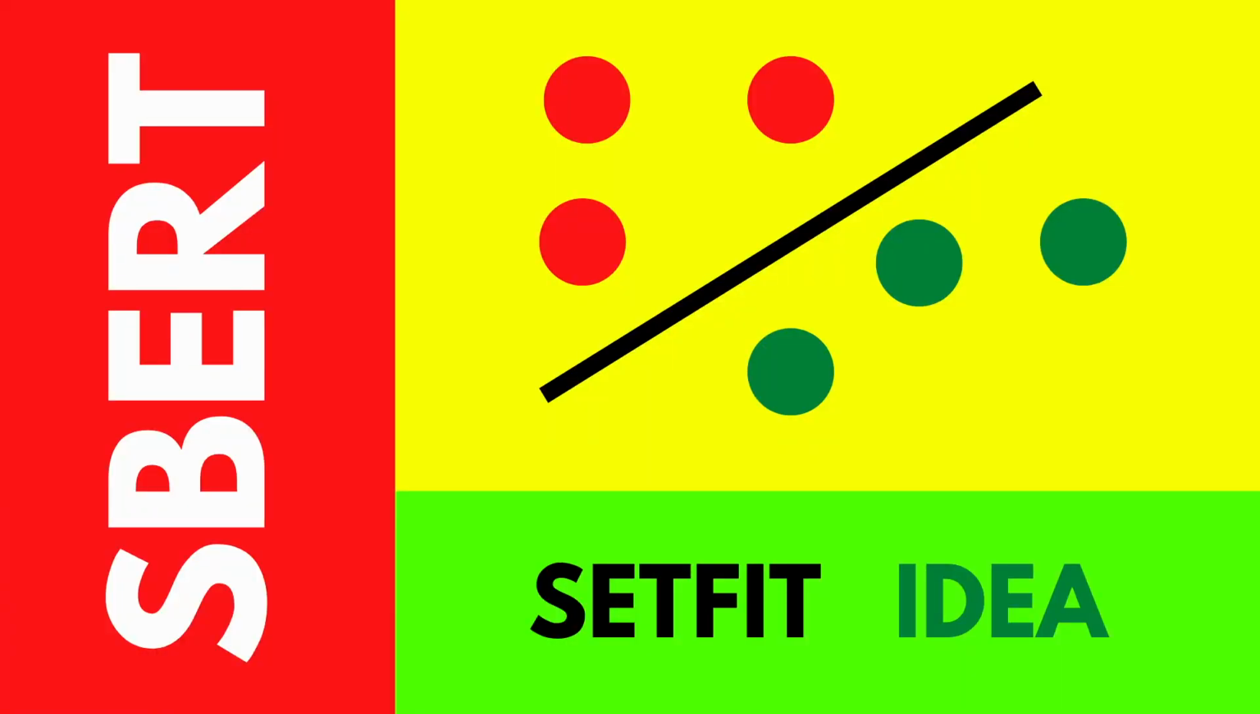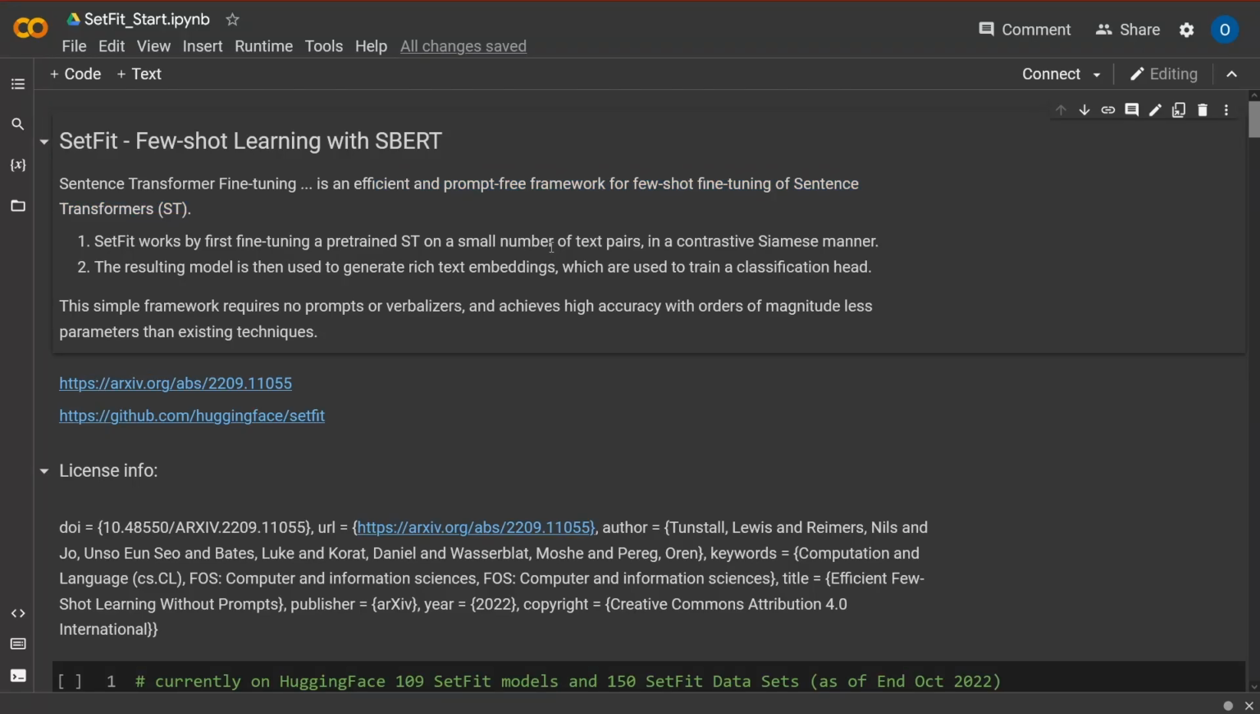Now you know we have two steps to code. The first, we have to find a small number of text pairs, a few examples per class, and we have to take a pre-trained sentence transformer, an SBERT model, and then we fine-tune that model. The resulting model is then used to generate rich text embeddings, and we train a classification head on top of it. And this is it. We achieved a text classification task.